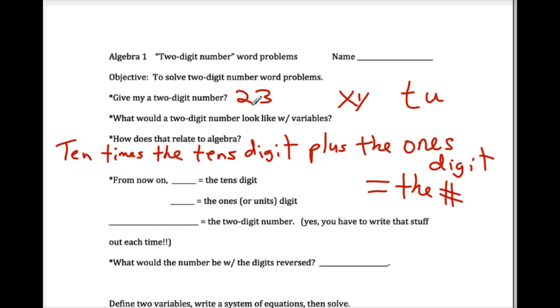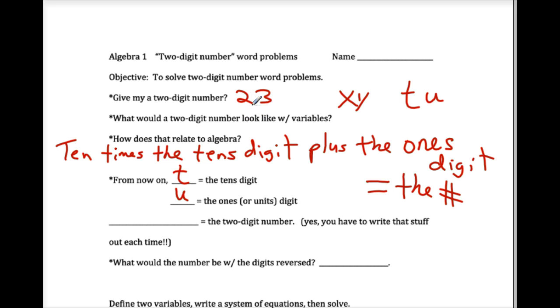Anyways, from now on, guess what variable we're going to use for the tens digit? T. And if your T's look like plus signs, put a little curved thing at the bottom of it. I had to do that when I started teaching, or you could use a capital T, that's fine. And then guess what variable we're going to use for the ones or the units digit? U. I always use a kind of cursive U.